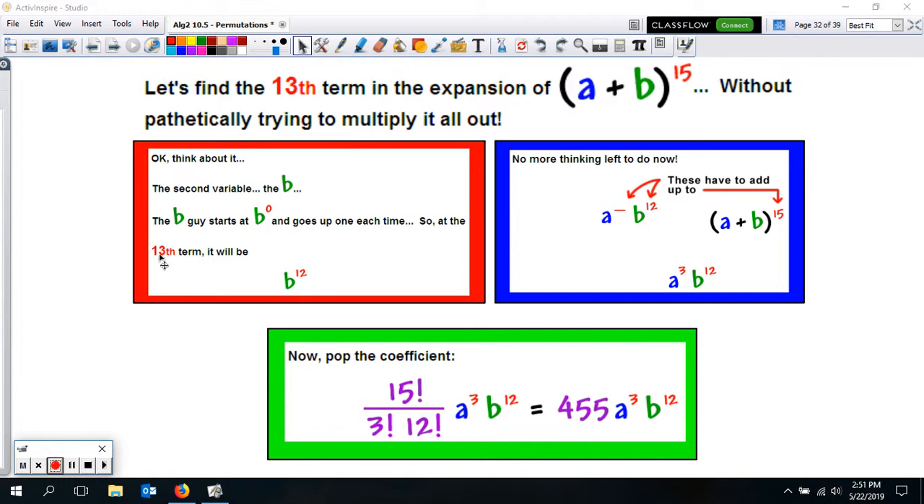So by the time we get to that 13th term, it would be b to the 12th, because the first term is b to the 0. And then 12 more after that will be b to the 12th. So we know it's going to be b to the 12th for that.